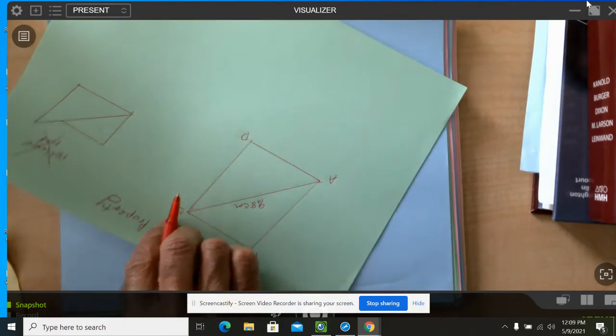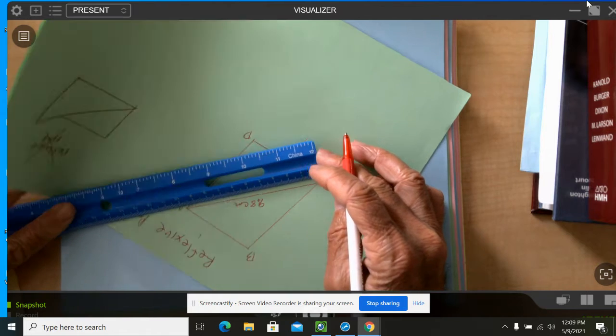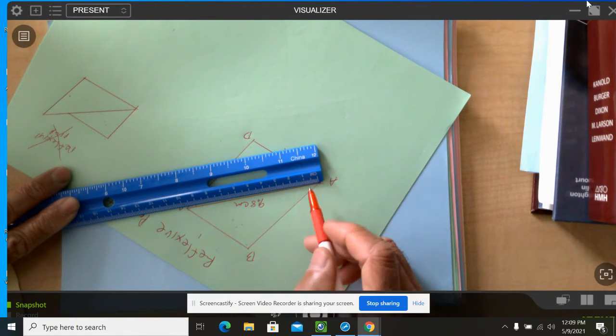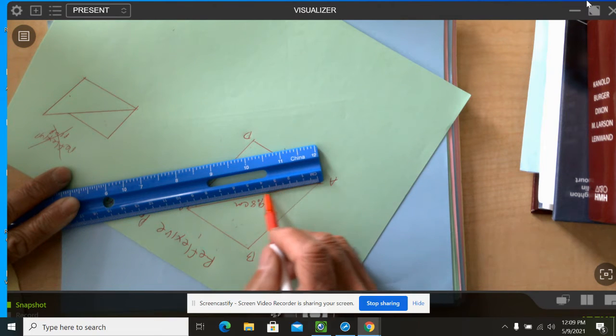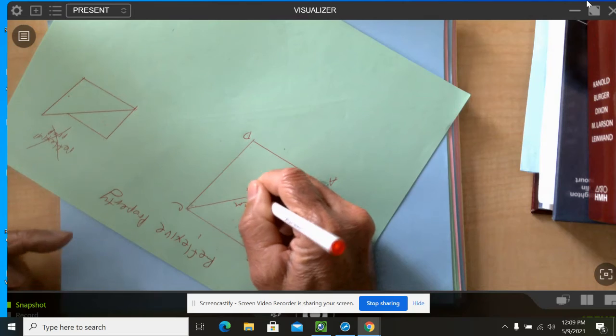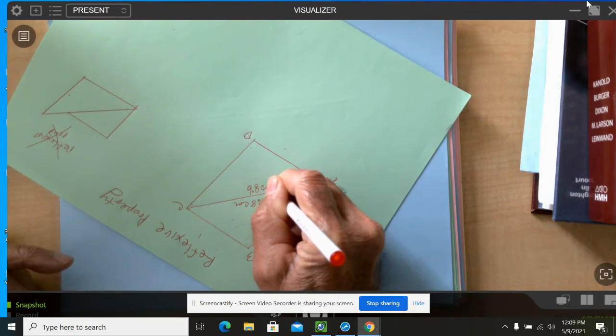Let's go to the other side and measure there. I'm going to use the same measurements, centimeters. There it is, 9.8 centimeters. Does that happen every time?